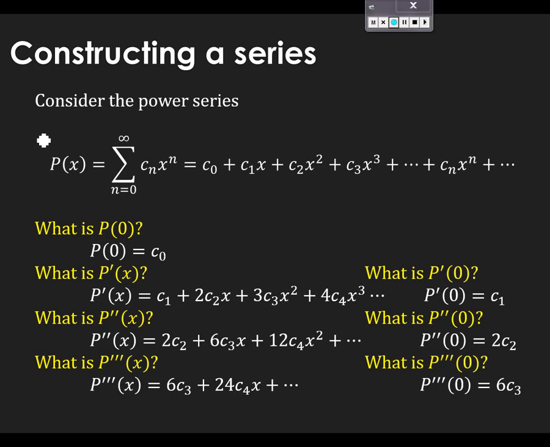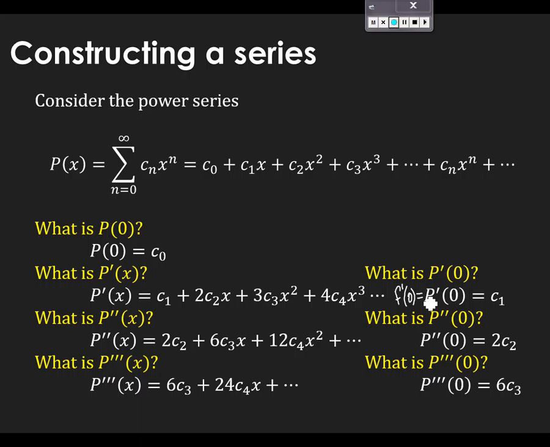Okay, so remember, this is the power series we're talking about. What's P prime of x? That's right, it's this. And what's P prime of 0, or F prime of 0? It's C1. It's the coefficient on the linear term right there. So is that good enough to prove to you that that's where that came from?